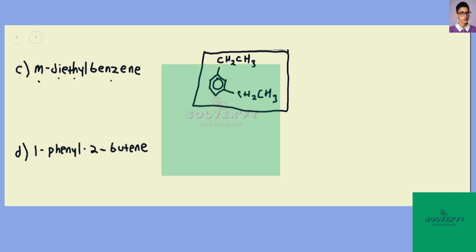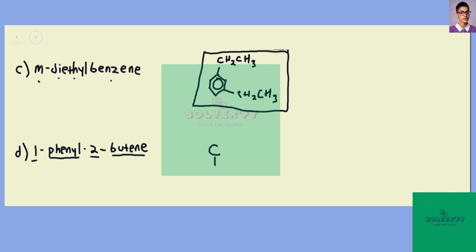The last one, you'll note that A through C ended in benzene, so our root was a benzene ring. But in this case, the root is butene. So this one that we're going to draw in part D is actually an alkene, and it's going to be a 4-carbon chained alkene with a double bond off of the second carbon and a phenyl group off of the first carbon.